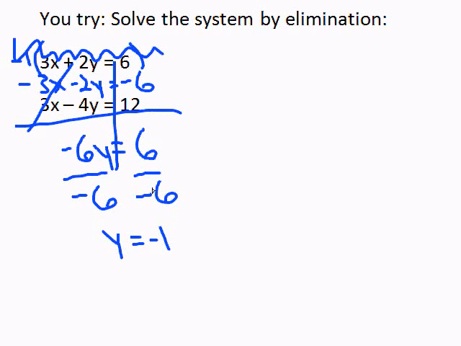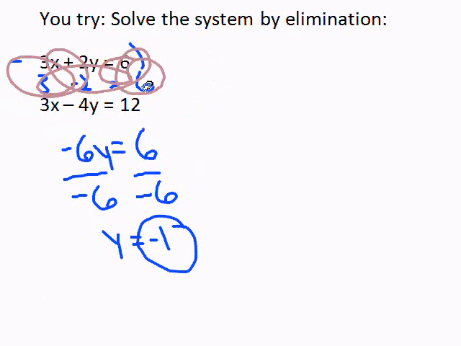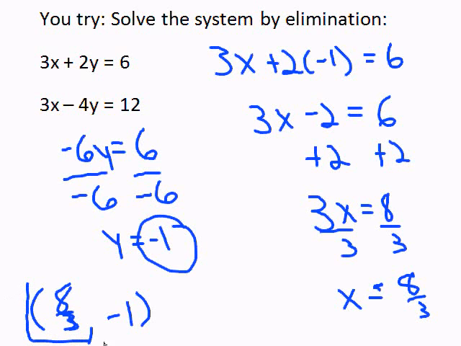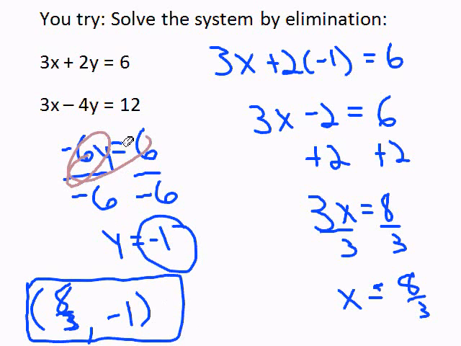I chose to multiply the top equation by negative 1, and then when I added my two new equations together, I've got negative 6y equals 6, divided both sides by negative 6, I got y equals negative 1. I then need to put that negative 1 into either of the original equations. And when I solved it out, I got 8/3, negative 1 as my solution. Yes, it's okay to have a fraction as a solution so long as it checks out.